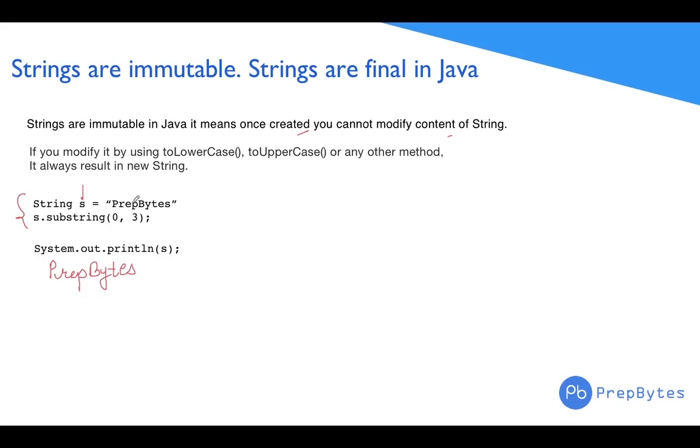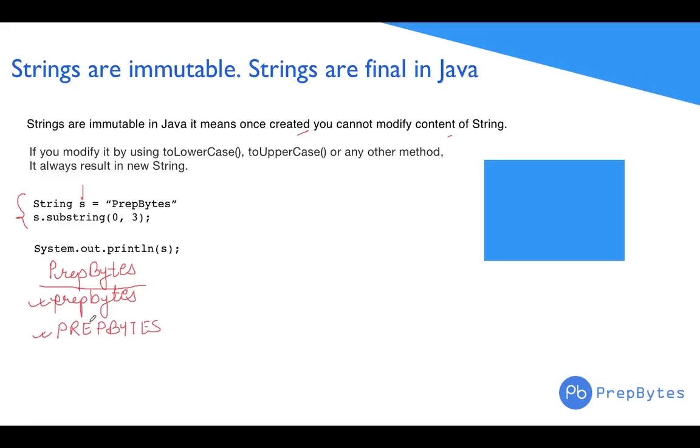Similarly, if we have s pointing to PrepBytes and we do something like s.toLowerCase(), then obviously we get a new string. And if we do toUpperCase(), we get a new string again, but the content of s remains the same. The s still has the value PrepBytes. So what is happening to the new strings that are getting created?